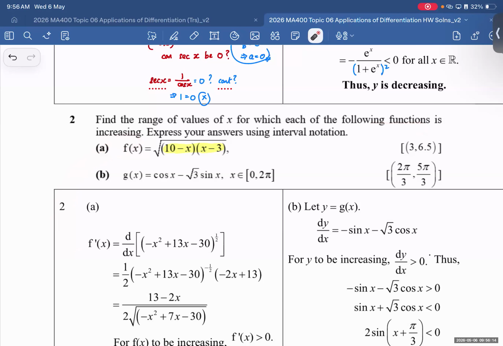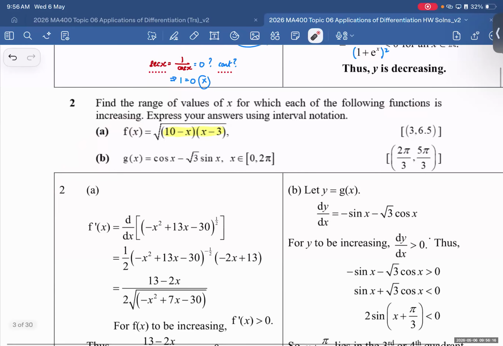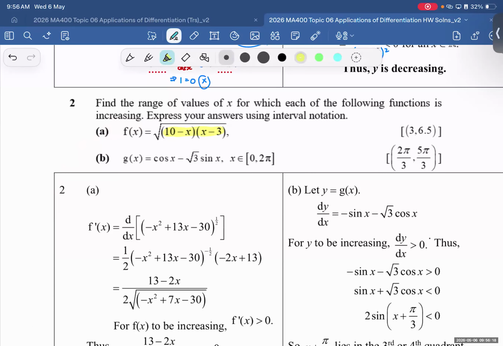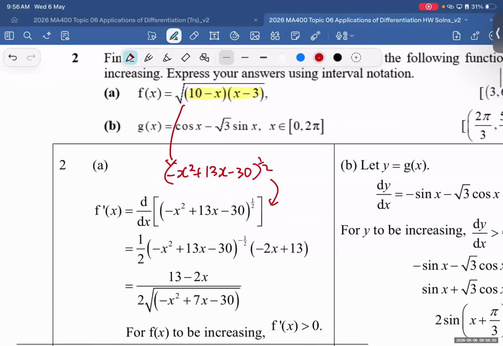So after I differentiate, let's just expand. If I were to expand, this is the same as minus x squared plus 13x minus 30 to the power of half. And that gives me this. After I differentiate, negative 2x plus 13, chain rule. So this part is chain rule.